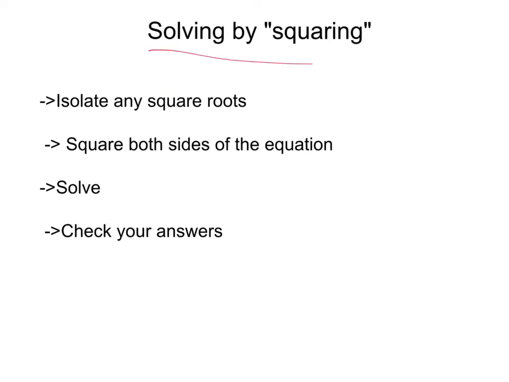To solve by squaring, we can take very similar steps that we've done when taking square roots. Get the square root by itself, square both sides of the equation, solve, and it is very important to check your answers when doing these. Checking your answers is always a good idea, but in some cases when you square something, you're going to get an answer that doesn't actually work. We'll see an example like that later in the video.